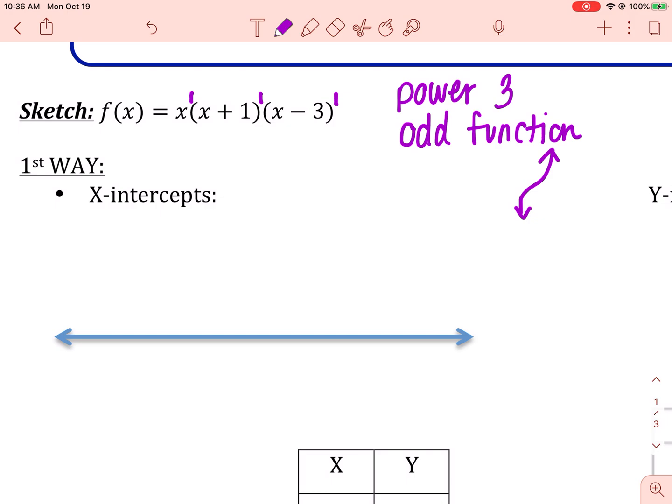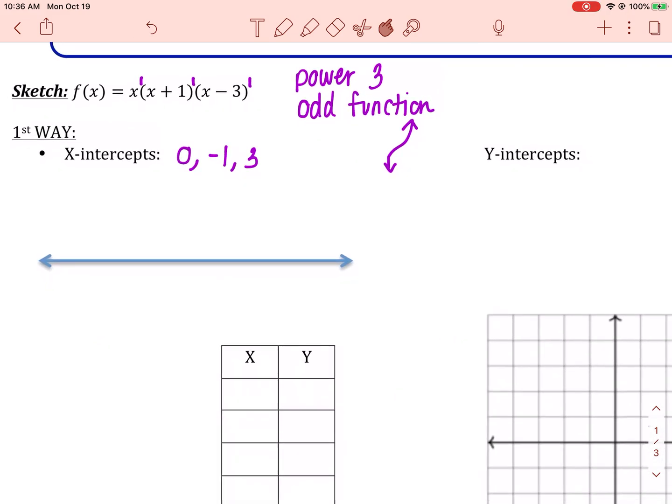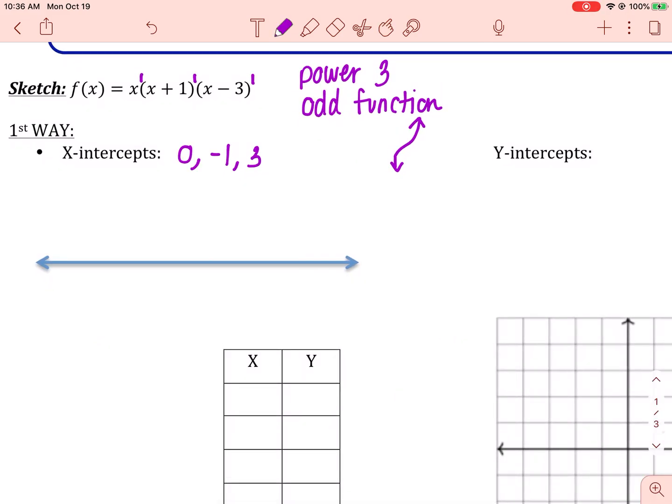Now we're going to have two ways to graph it. First way is looking at the x-intercepts. X-intercepts means y is 0. So if I plug in 0 for y here and solve, I get a nice zero product property. That means x could be 0, -1, or 3. Then if I find the y-intercept, x is 0. So when you plug in 0 here, here, and here, you'll actually find out that x and y will be 0.